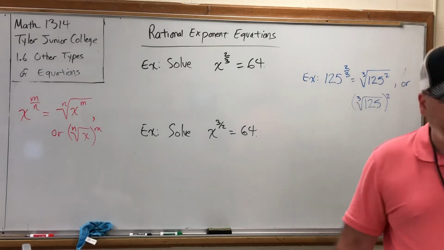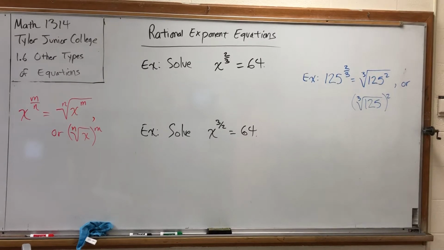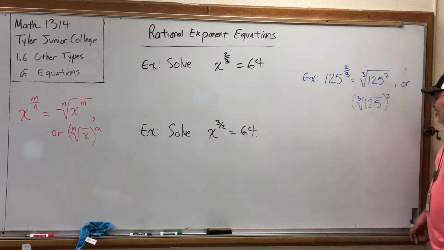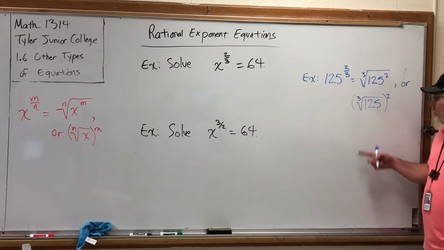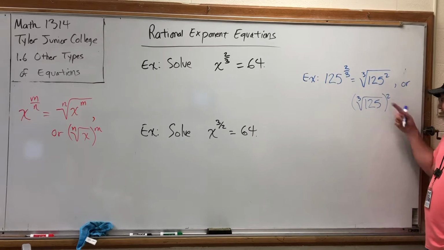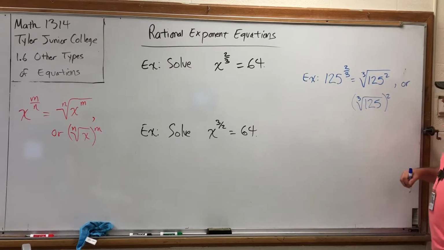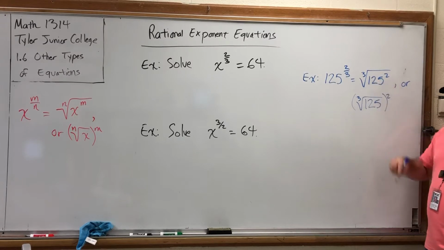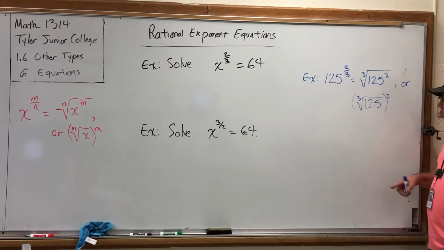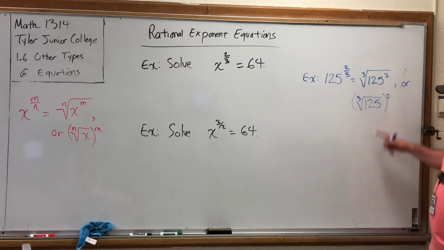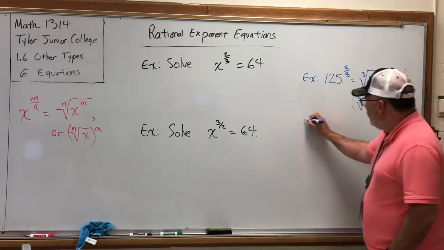Which one is easier? Honestly, it depends on the technology that you have. But in practice, it's actually easier to do the index first. Doing a radical on a number typically makes it smaller. A power typically makes it larger. So our options are make the 125 really large and then find its cube root, or take the cube root of 125, make it small, and square that answer. I'm going to go with the cube root first.